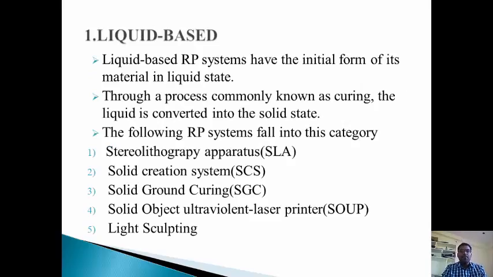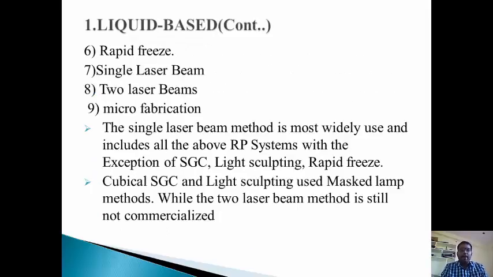If you go for the liquid based materials, liquid based rapid systems have the initial form of their materials in the liquid state, through a process commercially known as curing, that is, liquid is converted into solid. The following are examples of liquid based systems: stereolithographic process, solid creation systems, solid ground curing, solid object ultraviolet laser printer, light sculpturing, rapid freezing, single laser beam, two laser beam and microfabrication systems.